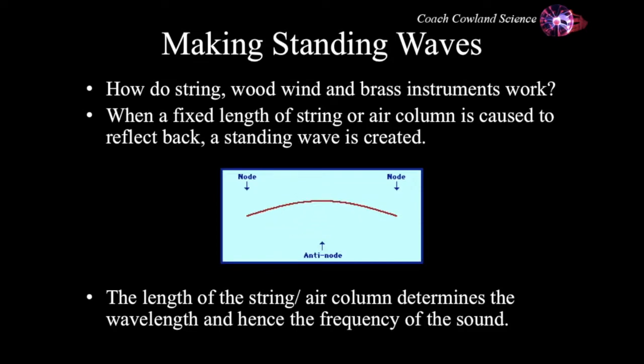So, how do woodwind instruments and brass instruments work? Specifically, how do they make sounds of different frequencies? When a fixed length of string or an air column is caused to bounce back, a standing wave is created. When that standing wave is created, the oscillations cause air to be moved, and that makes a noise. The length of the string or the air column determines the wavelength and hence the frequency of sound that we hear. So by changing those things we can hear different frequencies. But there is a little bit more to it than that.